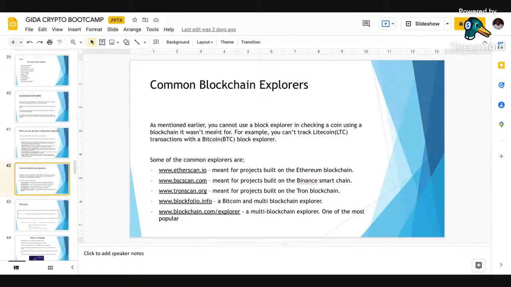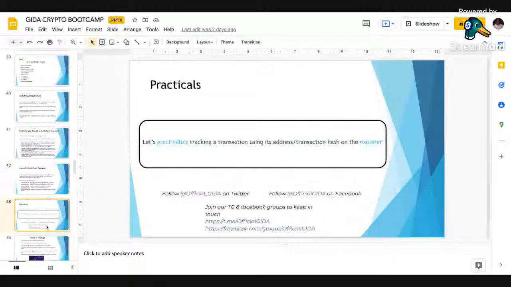Now we're going to do a practical right now. Let's practicalize tracking a transaction using its address or transaction hash on the explorer, so that what we are saying actually looks very real to especially those of you that are newbies. So I'm going to get one of my Bitcoin addresses right now and we'll try to track it right away.